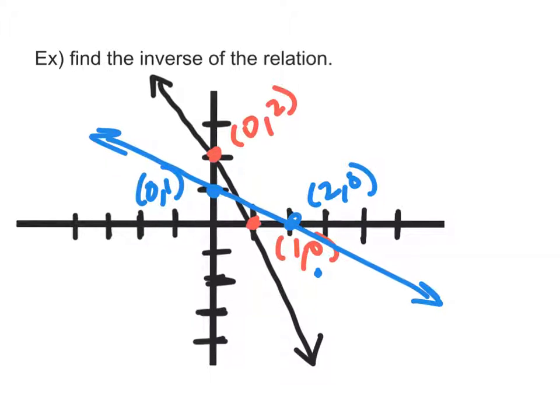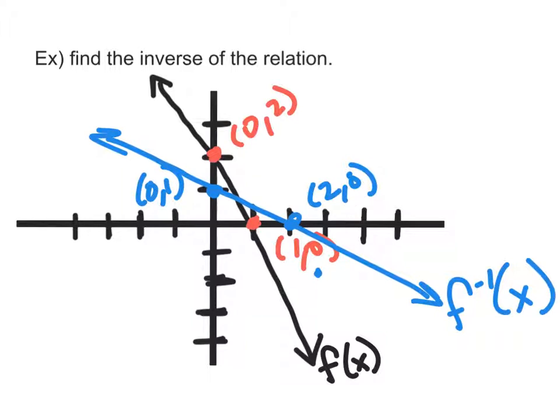Okay, so essentially when you do a graph of a line and find the inverse, all you need to do is find a couple points that are on that line, flip them, and then plot them, and then draw your inverse. So just to review, the black is our original function, or relation. The blue is our inverse.